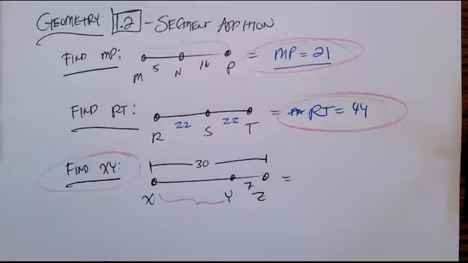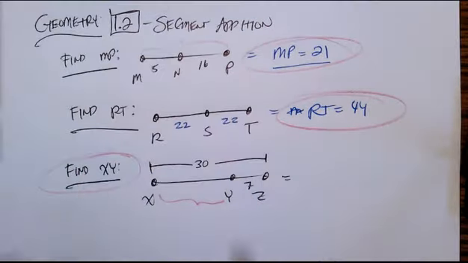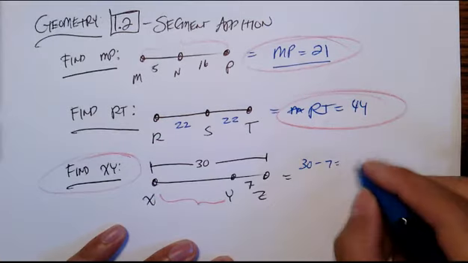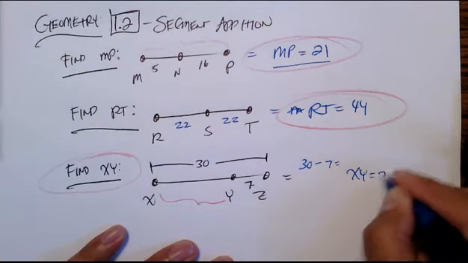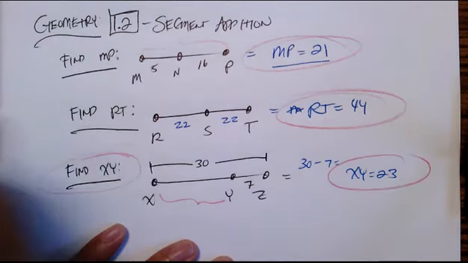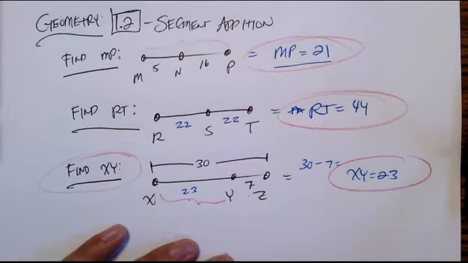So now, if the whole thing's 30 and this little chunk right here is 7, what you would do is you would subtract it. Now, they show the properties of addition, all that stuff, but I'm not even going to do that. So you take 30, subtract 7, so xy would be equal to 23, okay? And you can check that because 23 and 7 make 30 right there. All right.